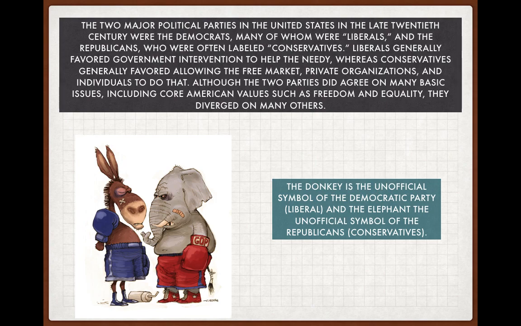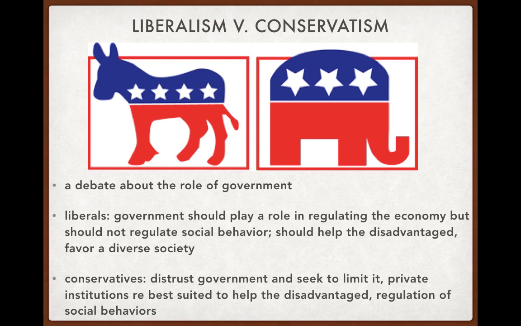The donkey is the unofficial symbol of the Democratic Party or the liberal group, and the elephant is the unofficial symbol of the Republican Party or the conservative group. And at its heart, the debate over liberalism versus conservatism is about the size and role of government.